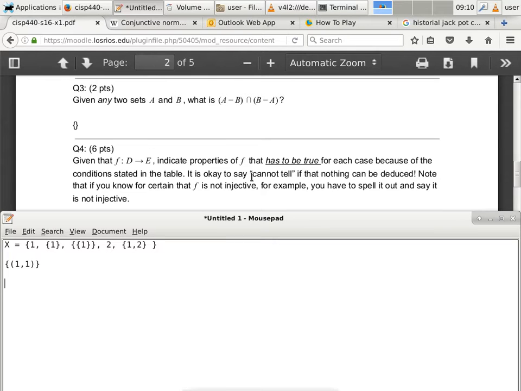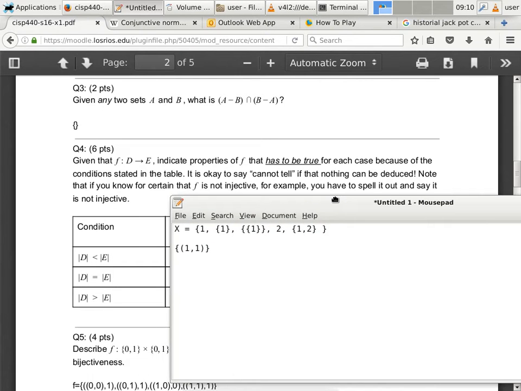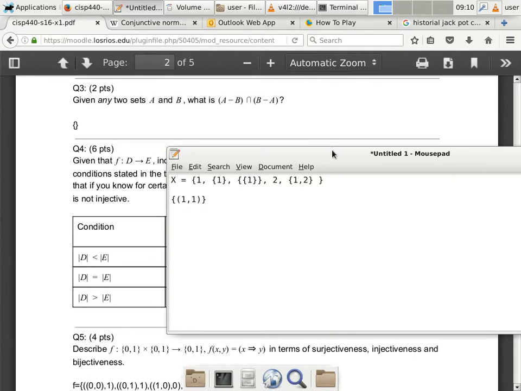when you cannot really say, well, given this is what we know about the domain and the codomain, I cannot tell whether it is going to be surjective or not. It's okay to say you cannot tell. So let's take a look at the table. The condition is this. So I'm going to overlay my editor over that so that I can just go ahead and write the answer here. Okay, so the condition is this.